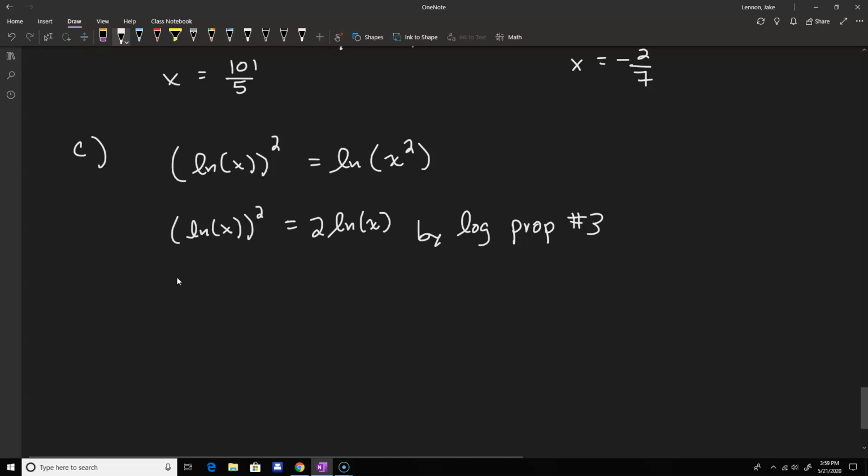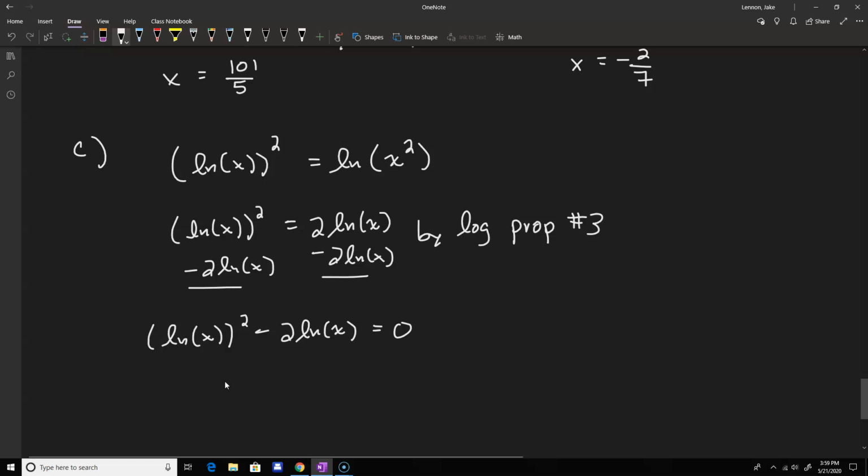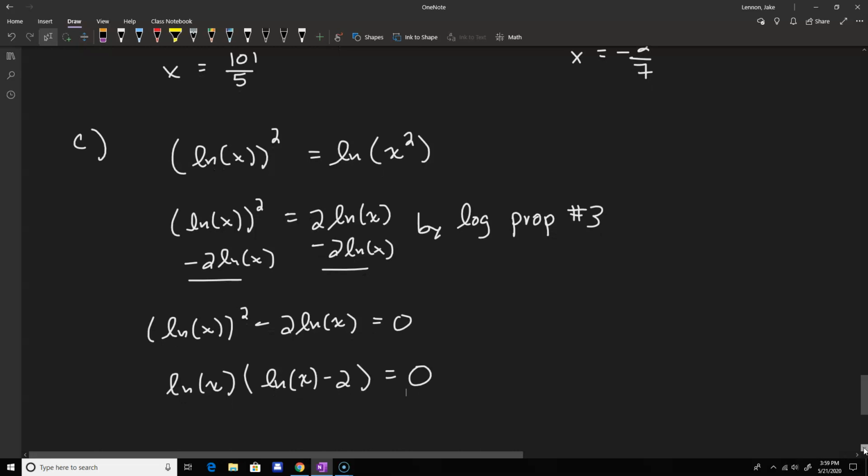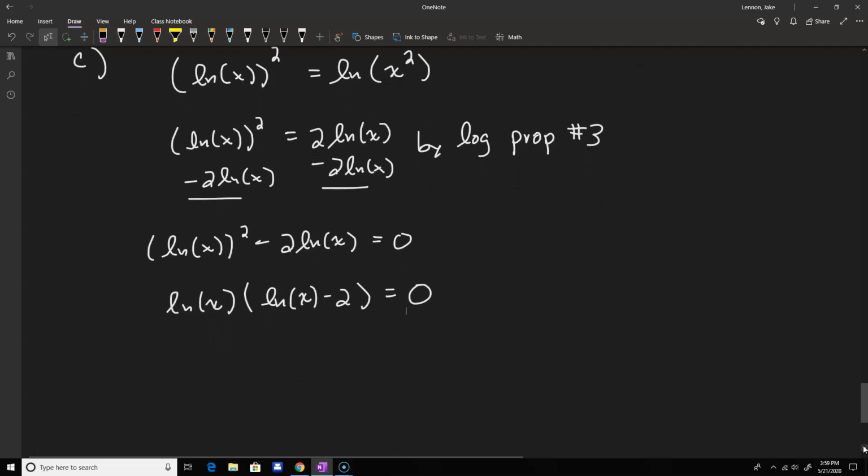And then what we can do is subtract 2 natural log of x on both sides. The reason that is interesting is because now we can actually factor. So we end up with the natural log of x times the natural log of x minus 2. So this is actually a quadratic equation in the natural log of x, so it relates to our polynomial examples that we looked at.